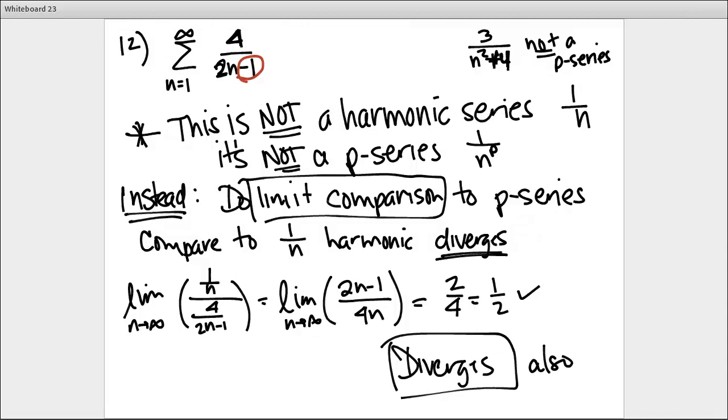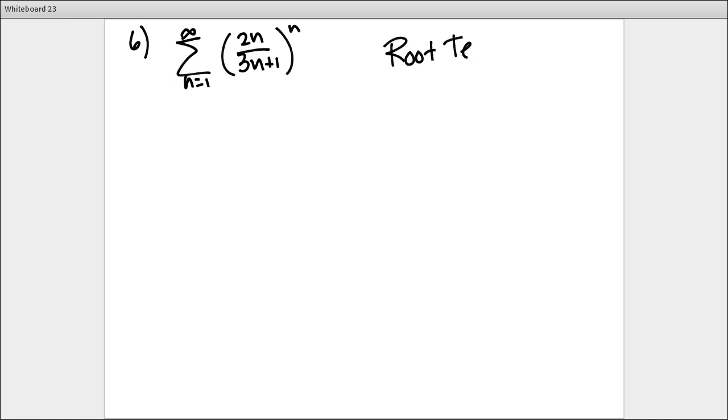All right. How many more of these do I want to do? Let's do a root test. That sounds good. A root test, we'll do number 6. So when do you do a root test? When you've got some variable to the nth power, right? And n equals 1 to infinity. Okay, so I would definitely try the root test.